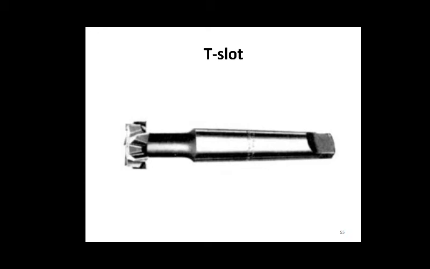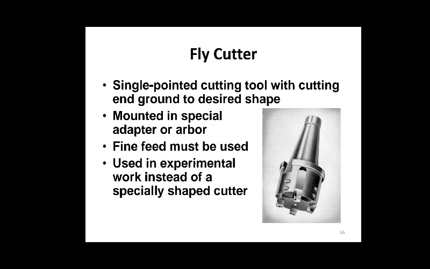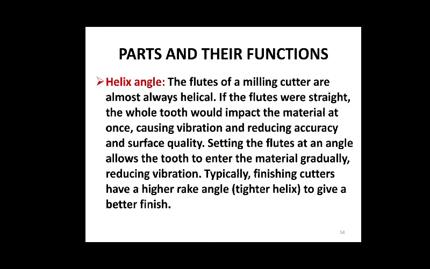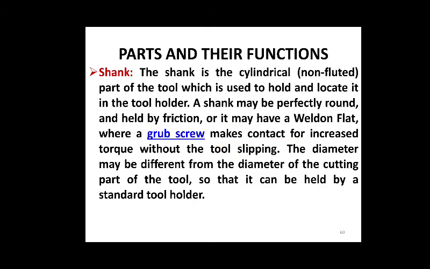It consists of a small side milling cutter with teeth on both sides and an integral shank for mounting. Next is the fly cutter. It is a single pointed cutting tool with the cutting end ground to the desired shape. It is mounted on a special adapter or arbor, and a fine feed must be used. It is used in experimental work instead of a specially shaped cutter. So these are the parts and their functions: the teeth, helix angle, center cutting, shank. The parts and their functions are given over here.